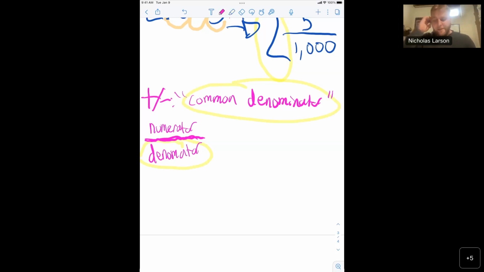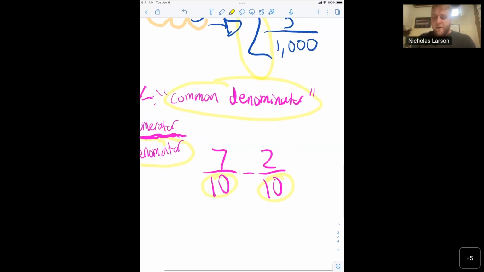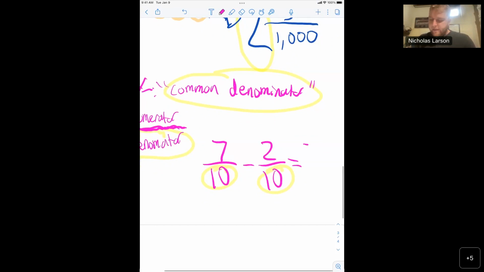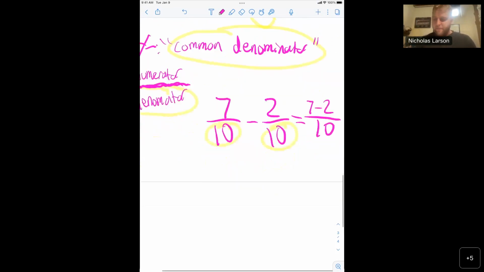Okay, so let's do an example. Let's say we've got 7/10 minus 2/10, okay? Because I have the same denominator here and here, I can go ahead and subtract my numerators. And I can say 7 minus 2 over 10. I subtract the numerators, I keep the denominator the same.